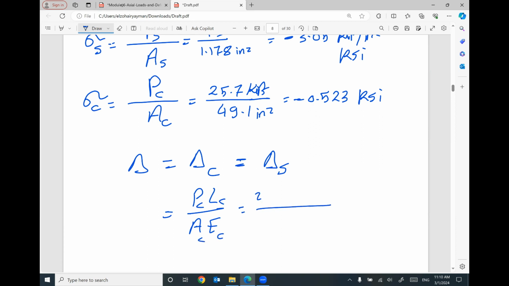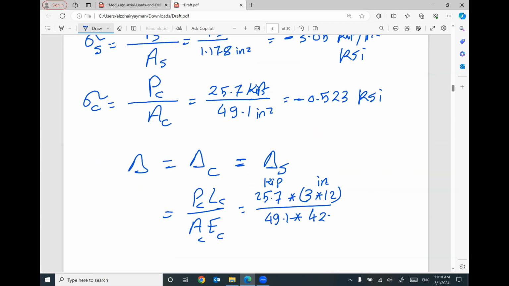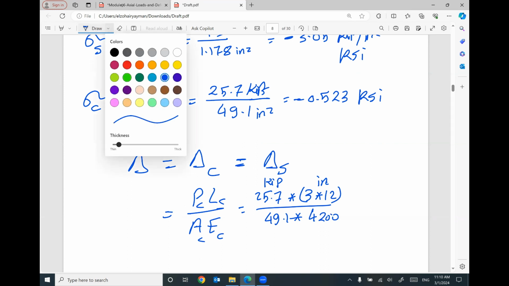The applied force is 25.7, and the length equals 3 feet. I'm going to multiply it by 12 to be in inches, and this one in kip. The cross-section area is 49.1. The Young's modulus of concrete is 4,200. Make sure the units are consistent.